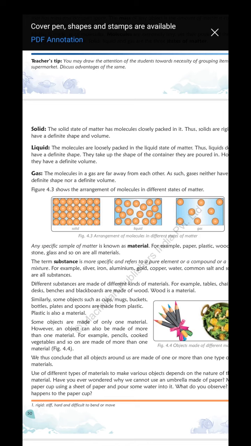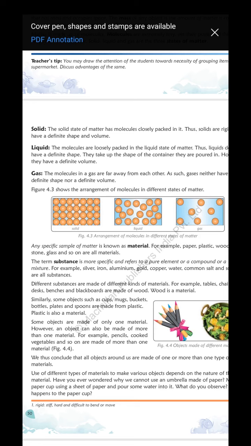The next one is substance and material. A specific sample of matter is a material. So what are materials? Any object made up of molecules, a sample of matter, is a material. For example, paper, plastic, wood, and stone are all materials.